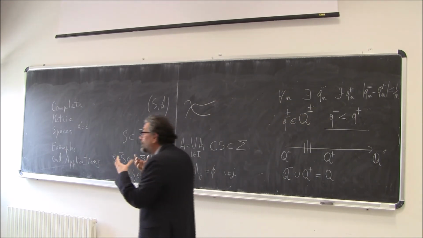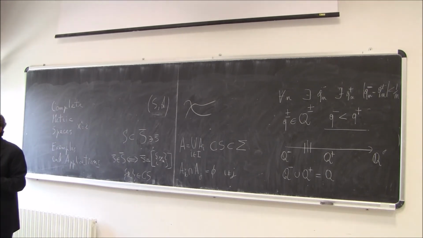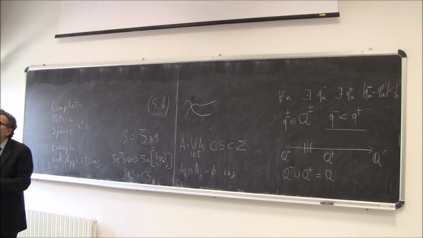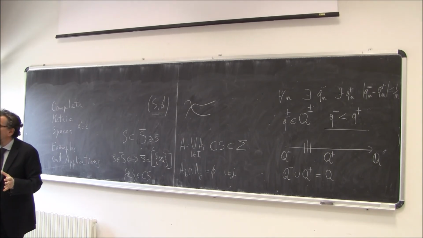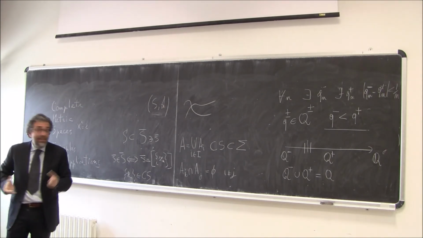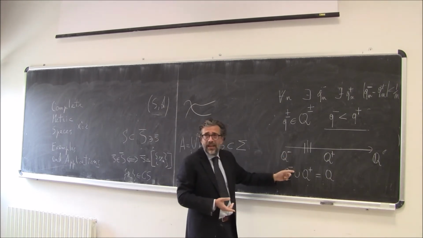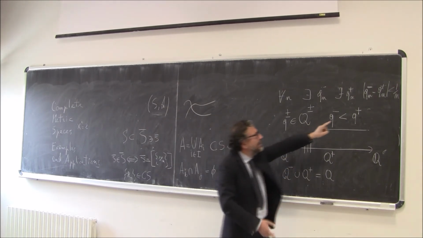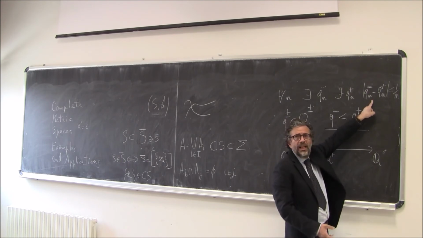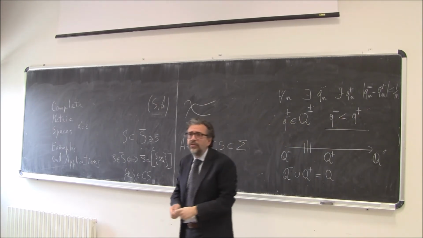Recall what a Cauchy sequence is. For defining a Cauchy sequence, you need a metric. Period. You don't need anything more. Instead, for building a Dedekind section, not only do you need a distance between elements of Q, but you also need an order relation.